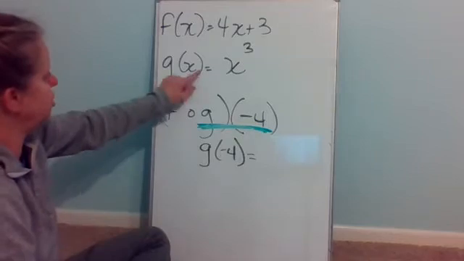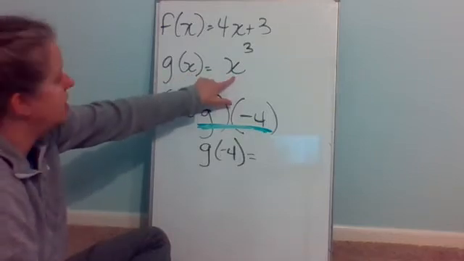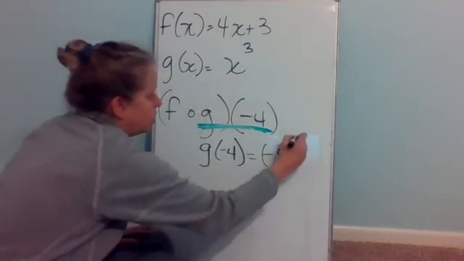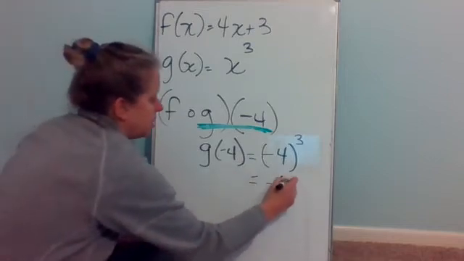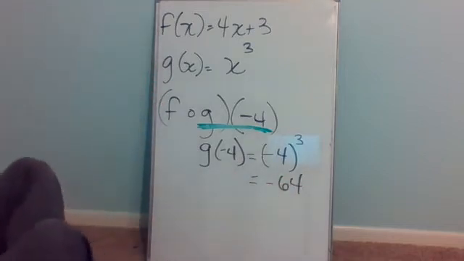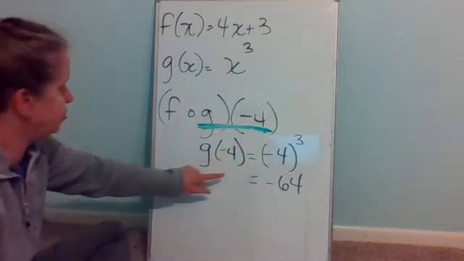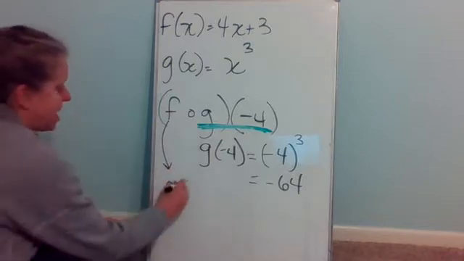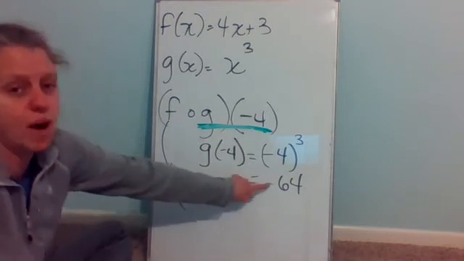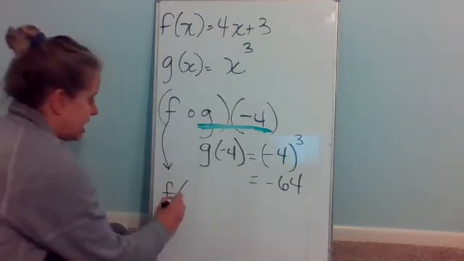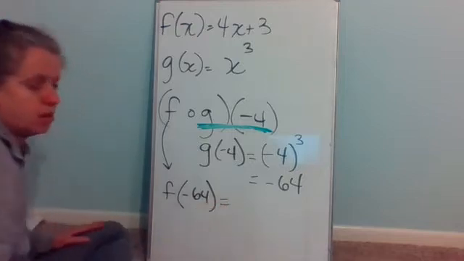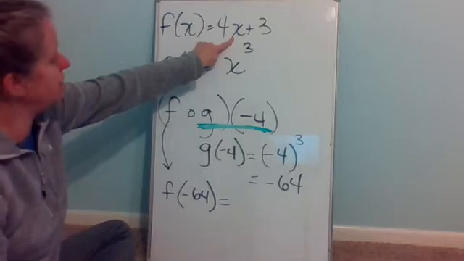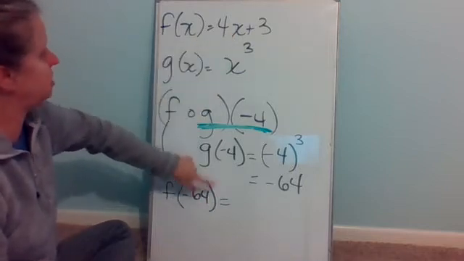Which means you're going to go to the g function, which is this one right here, and replace its x with negative 4. So when I do that, I have negative 4 to the 3rd power, which gives me negative 64. Okay? After I do the g part, then you bring down whatever this part is. So you're going to find f of whatever the last answer was. So in this case, it was negative 64, which means now you're going to go to your f function and replace this x with negative 64.